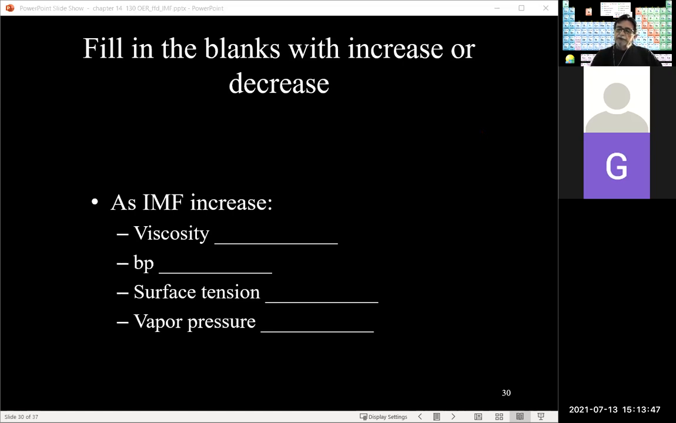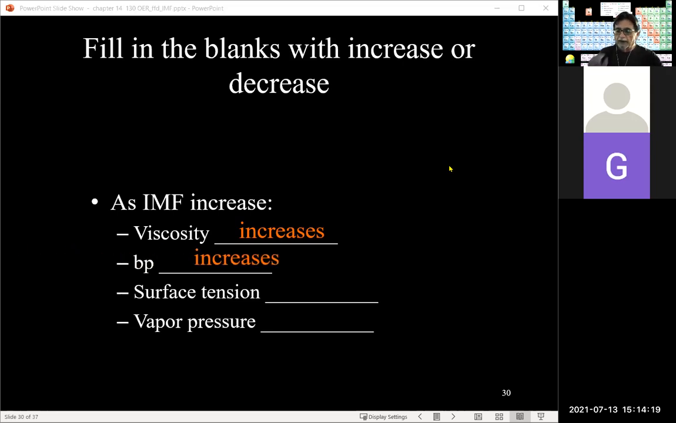As the IMF increases, what do you think happens to the viscosity? Does it get higher or less? What do you guys think? It increases, higher. There you go. And guess what? The same would be true for the boiling point.